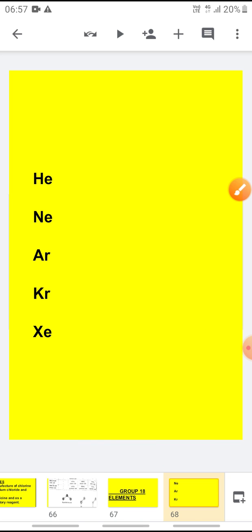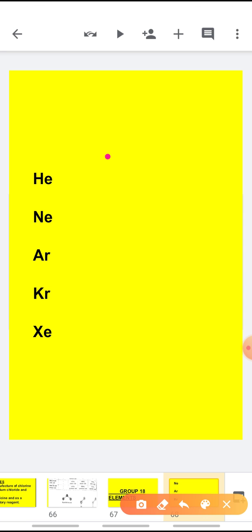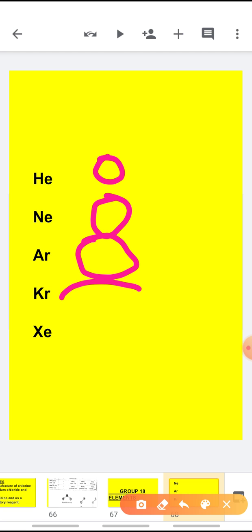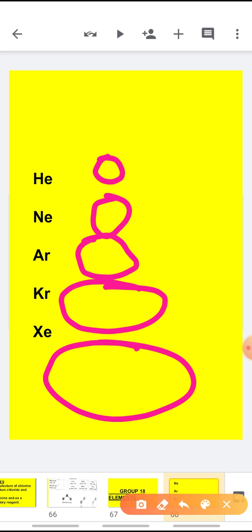Next is atomic and ionic radii. Atomic radii, if we talk about, always increases down the group with the increase in atomic number. Size is increasing down the group. Smaller, bigger, quite more bigger and very big. So, atomic size is increasing down the group.